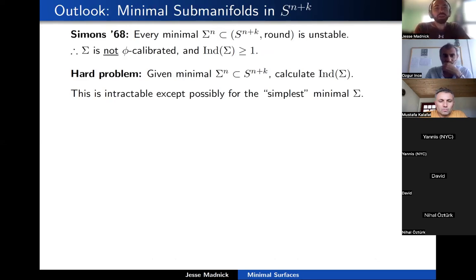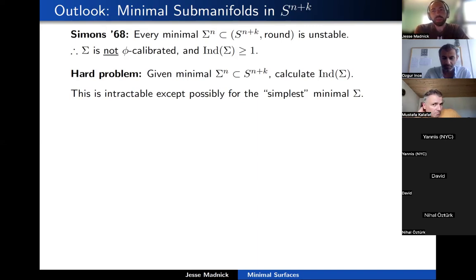So what is the overarching story of this talk? Remember that every minimal submanifold in the round sphere is unstable by Simon's theorem. In particular, minimal submanifolds of spheres are not calibrated, because calibrated submanifolds would be stable. And moreover, the index is at least 1.